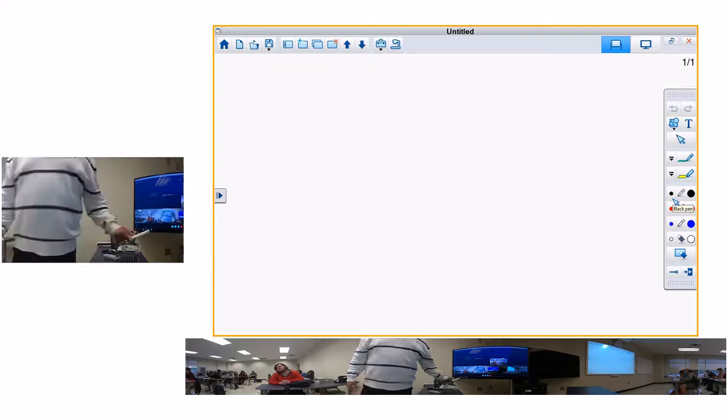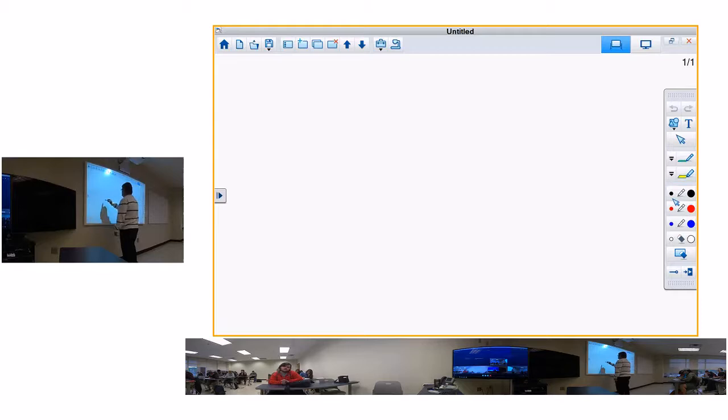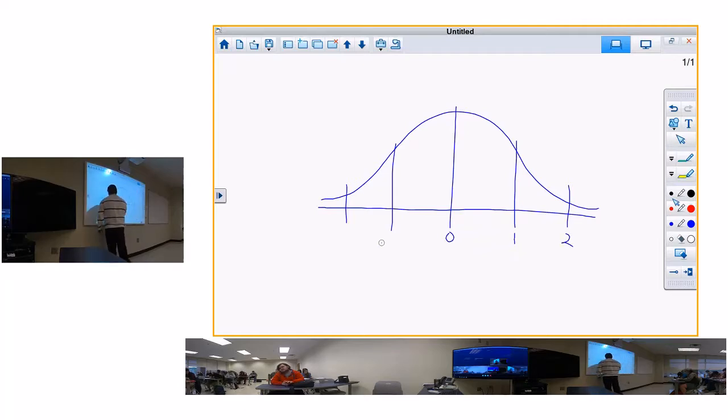Draw a normal distribution curve, and instead of the mean and the standard deviation being a big number, the mean and the standard deviation is going to be 0 and 1. 0 in the middle, 1, 2, -1, -2. Now, the further out, just write further out, the more unusual.